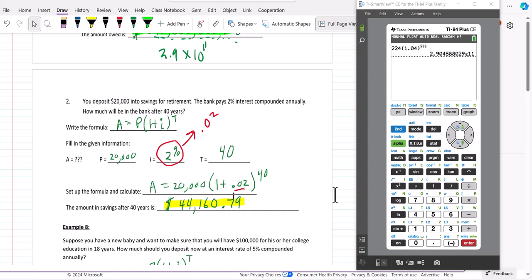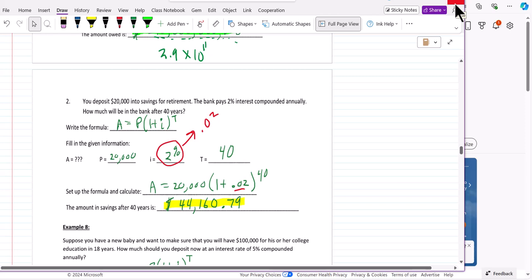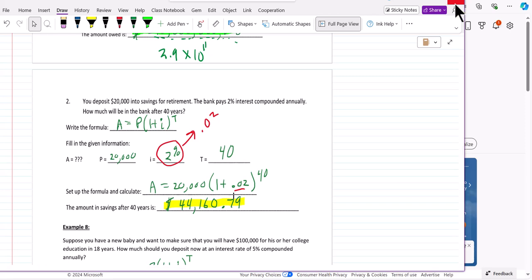So your answer would be $44,160.79. That one is 40 years. Notice that your investment more than doubled. So that's how that works out. Anybody have a question on how that works out? I didn't see too many issues. The only issue I saw was not moving the decimal back, and you have to do that. You'll catch that mistake, hopefully, because either your calculator will overflow or you'll just get a ridiculous answer.